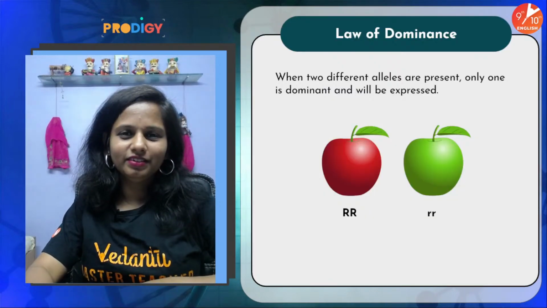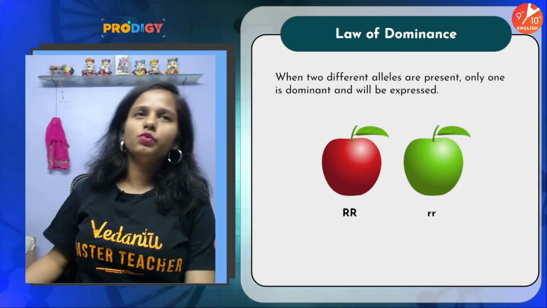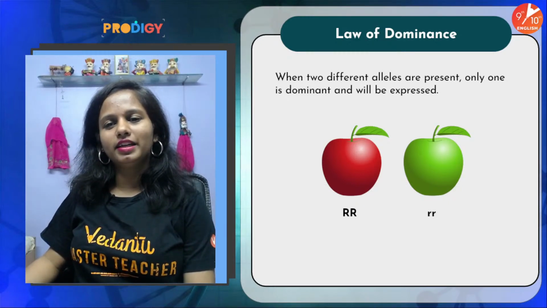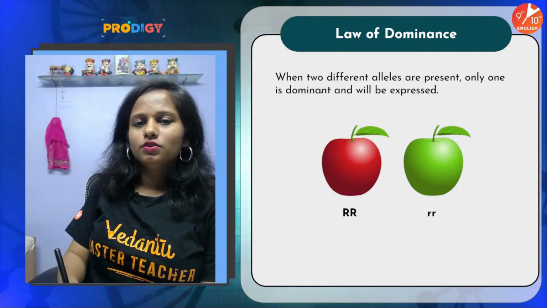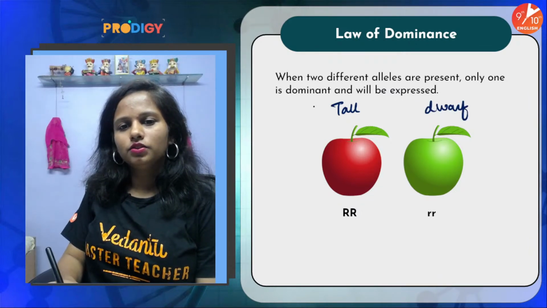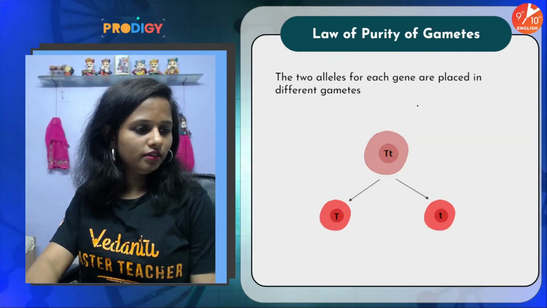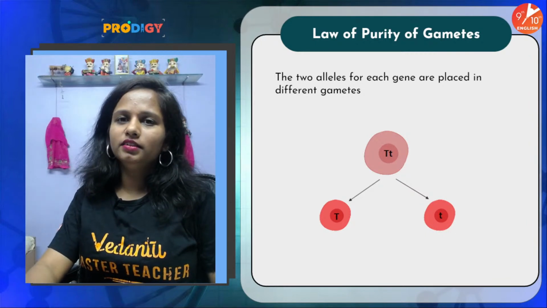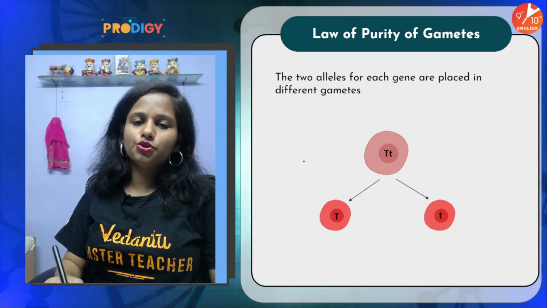So now the 3 laws. Law of dominance: in a pair of alleles one expresses itself and the other gets suppressed. The one that gets expressed is dominant, and the one that gets suppressed is recessive. So tall is dominant and dwarf is recessive. Then the law of purity of gametes: in a pair of factors, the factors segregate, they separate at the time of gamete formation.